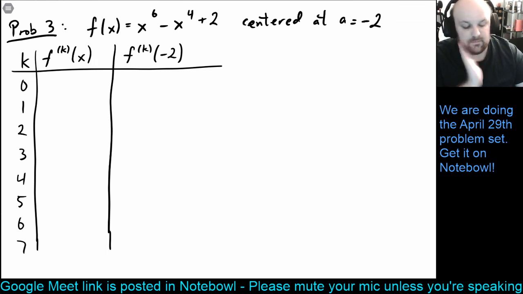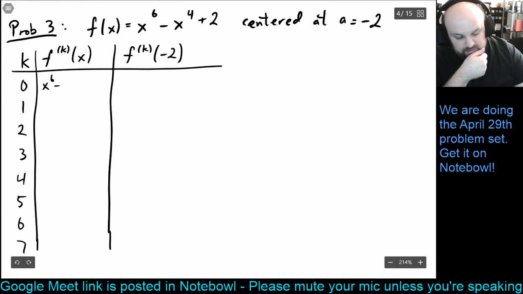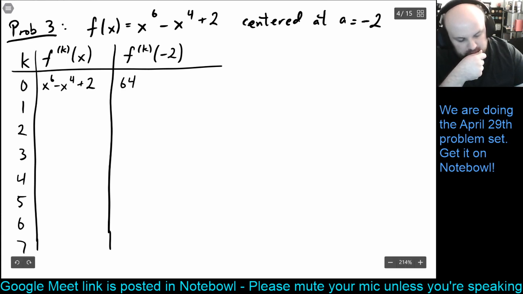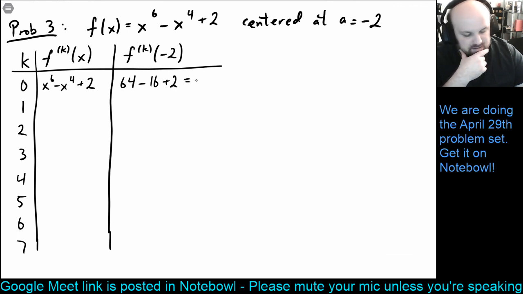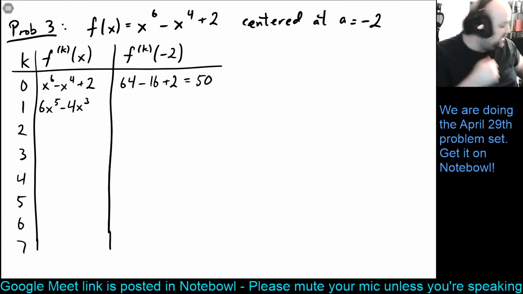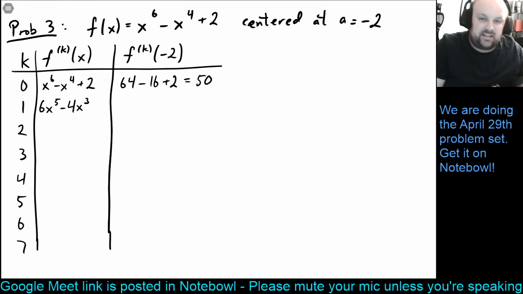The 0th derivative, remember, it's always just the function itself. If we plug in -2, let's see, we got 2, 4, 8, 16, 32, 64 minus 2, 4, 8, 16 plus 2. So that is 50. Now we take the derivative, 6x to the 5th power minus 4x cubed. And now we're going to plug in -2 again.